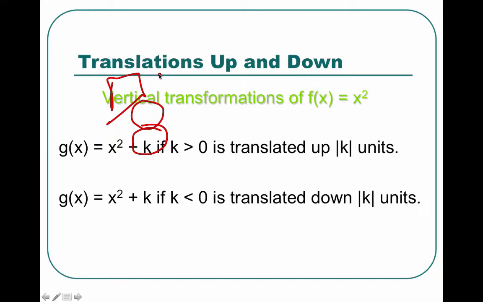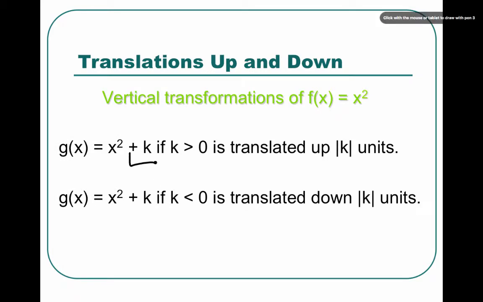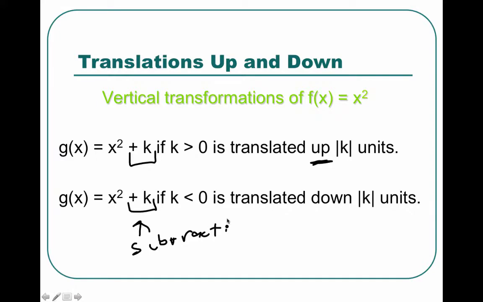Here we go. Vertical transformations of f of x equals x squared. We have plus k. If k is greater than 0, we're going to go up k units. If k is less than 0 or negative, so we're subtracting, then we're going to go down k units. And we saw a bunch of examples with that earlier.